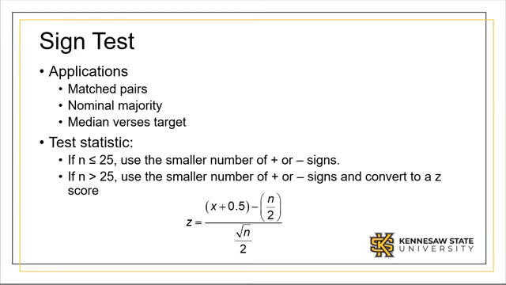The test statistic follows a conditional approach. If the sample size is at most 25, we use the smaller number of the frequency of the pluses or minuses. If the sample size is greater than 25, we still calculate X as outlined, but we convert X to a z-score using the formula shown.